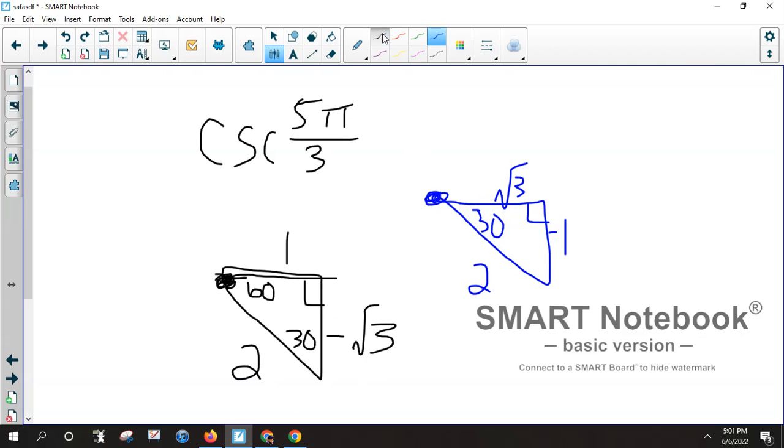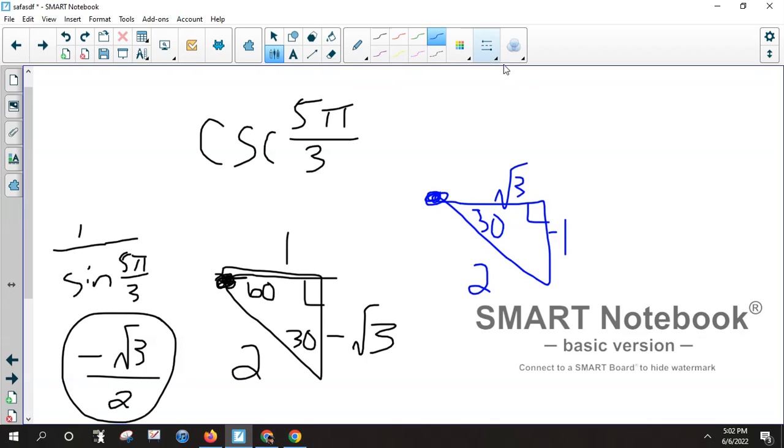So let me go back to my first triangle, the one in black. I want the cosecant. That's 1 over the sine, 5 pi over 3. 1 over the sine of 5 pi over 3 corresponds to 60 degrees below the x-axis. So if we come all the way back around, this is 300. 5 pi over 3 is 300. Sine is opposite over hypotenuse. Negative square root of 3 over 2.